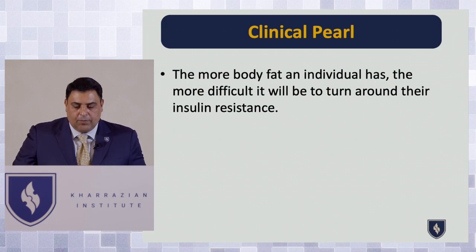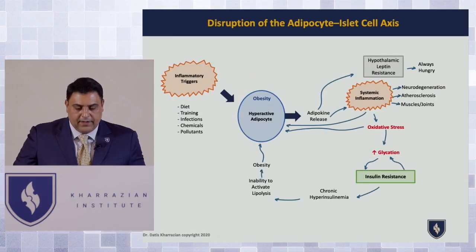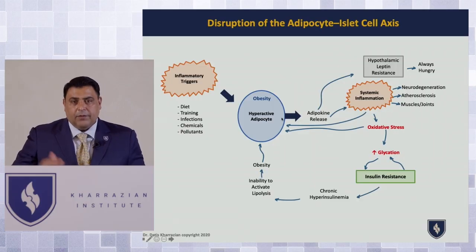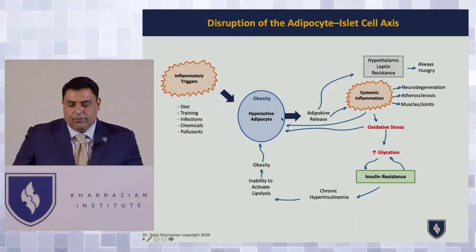Now, clinical pearl, the more body fat an individual has, the more difficult it will be to turn around their insulin resistance. Remember that fat cells are really endocrine cells, and they release adipokines. And when people have obesity and hyperactive adipocytes, those adipokine releases promote inflammatory reactions, oxidative stress, that then promote insulin resistance throughout the body. So the greater body fat they have, the prognosis is going to be much more difficult if you're dealing with the hyperinsulinemia.